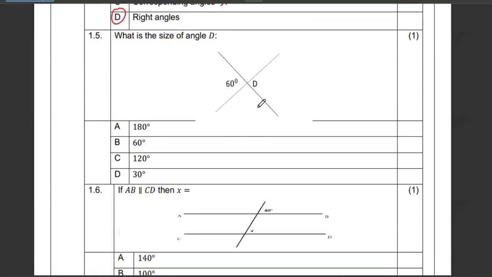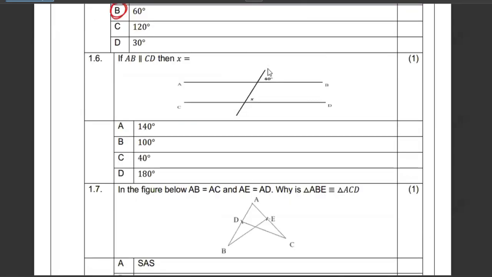Then they are asking us for the size of D. When you look at D and 60, they are equal to each other because they are vertically opposite. So D is going to be 60. And then if AB is parallel, if the lines are parallel, then we create what we call the F angles, okay? So what is the size of X? X and 40 are going to be the same because they form some bit of F. So they are corresponding, so X needs to be 40.